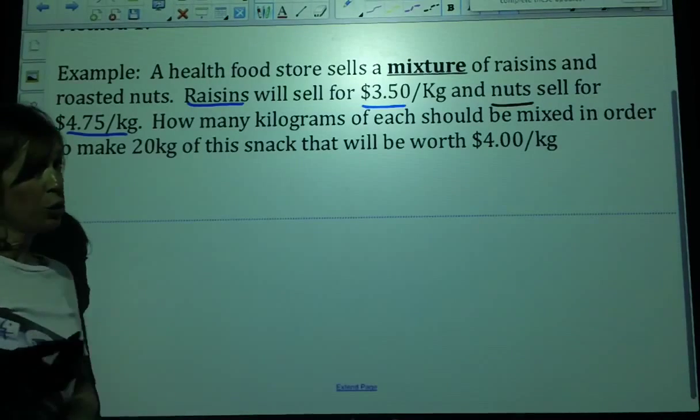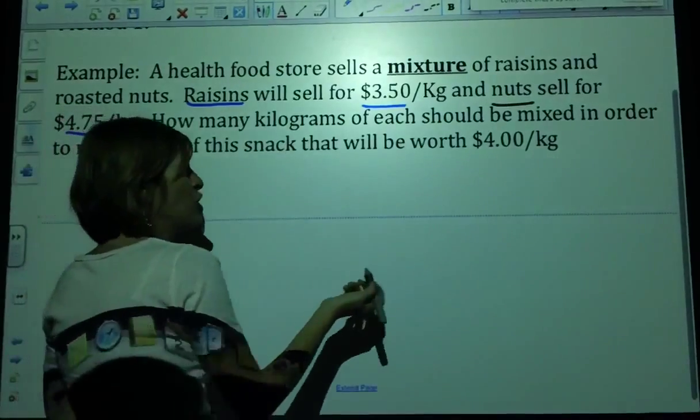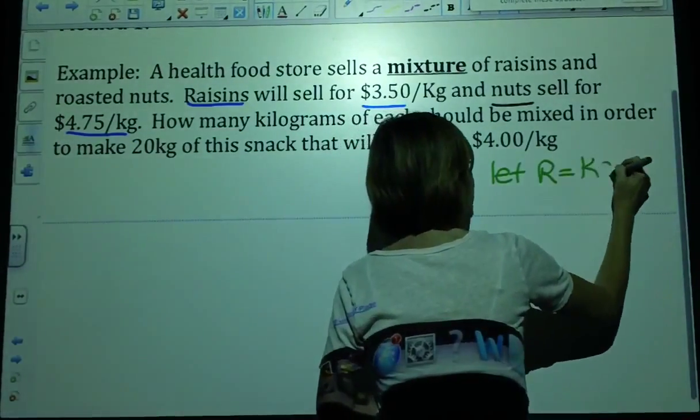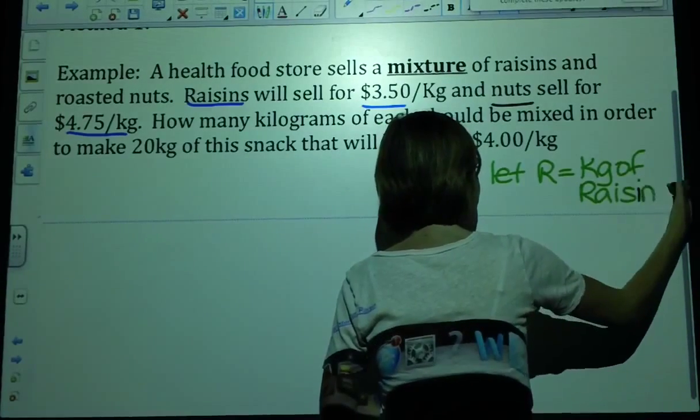All right, so I look at the question to get my let statement. It says how many kilograms of each. So I'm going to let R equal the kilograms of raisins. I'm going to use raisins, okay?